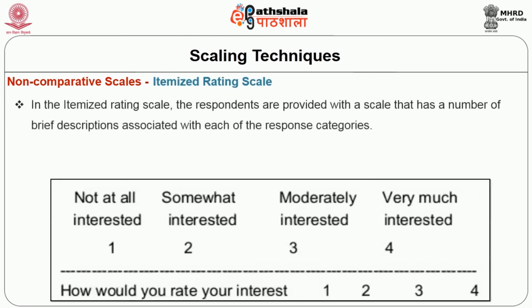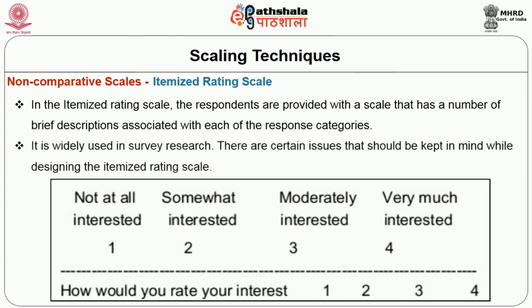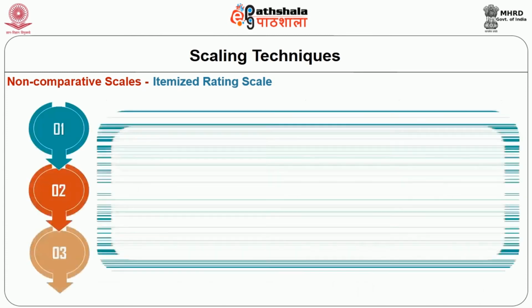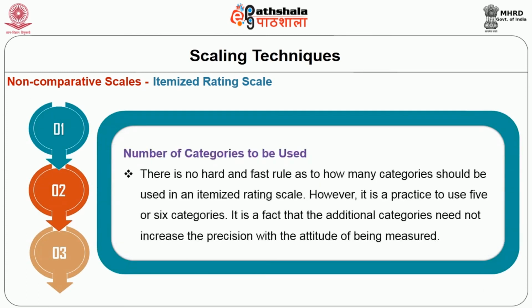Next is itemized rating scale. In the itemized rating scale, the respondents are provided with a scale that has a number of brief descriptions associated with each of the response categories. It is widely used in survey research. There are certain issues that should be kept in mind while designing the itemized rating scale. The first issue is the number of categories to be used. There is no hard and fast rule as to how many categories should be used in an itemized rating scale. However, it is a practice to use 5 or 6 categories. It is a fact that additional categories need not increase the precision of the attitude being measured.